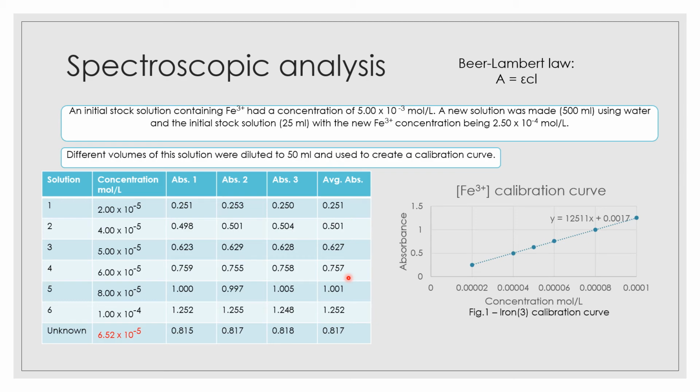So from this data, we can construct the calibration curve, and it's as simple as substituting in our absorbance for the unknown, 0.817, into this equation up here on the graph. So y equals 0.817, and we can solve this algebraically to find our concentration of the unknown, which is 6.52 times 10 to the minus 5 moles per litre.